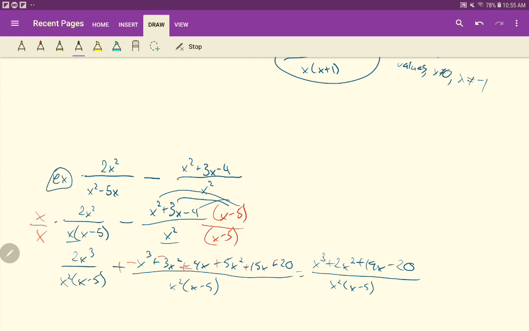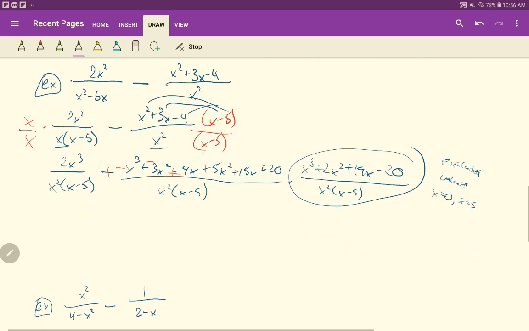Okay, and you can try factor by grouping here, but it's not going to factor by grouping, so we'll just kind of leave it right here. And the excluded values are x equals 0 and x equals positive 5.